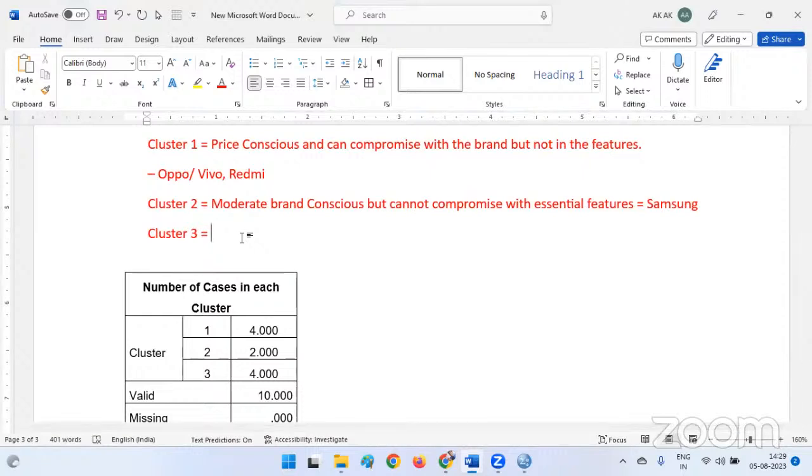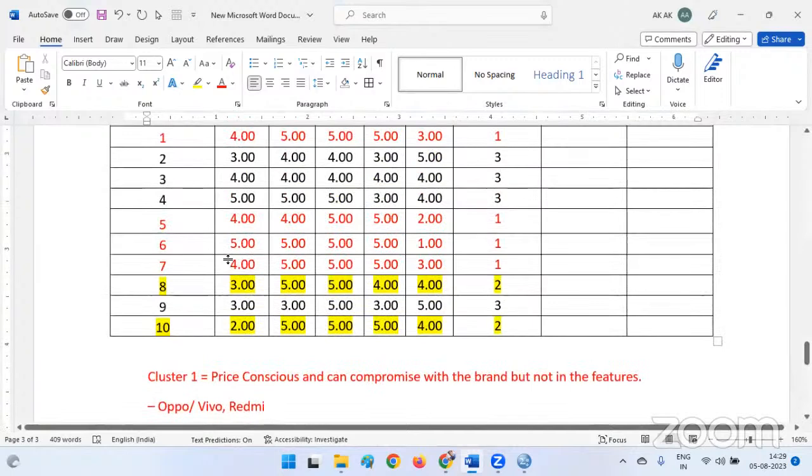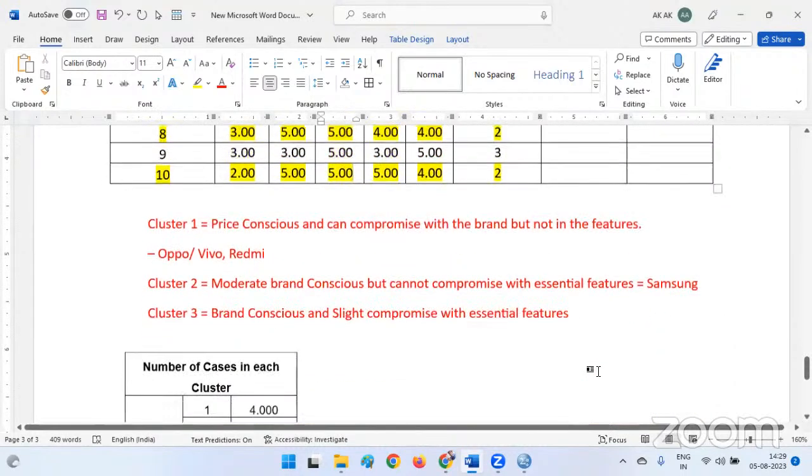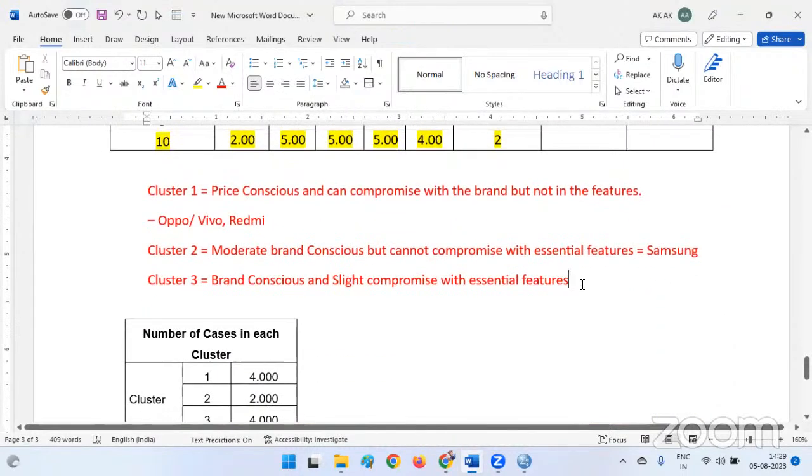If we make two clusters, cluster number 2 and 3 would probably merge. So we will do that also. We'll experiment with that also. So they are brand conscious and slightly compromise with the essential features. But if we go for price, they are not price conscious. 3, 3, 4, 3. But if we see cluster 2, they are price conscious also. So they are not price conscious.